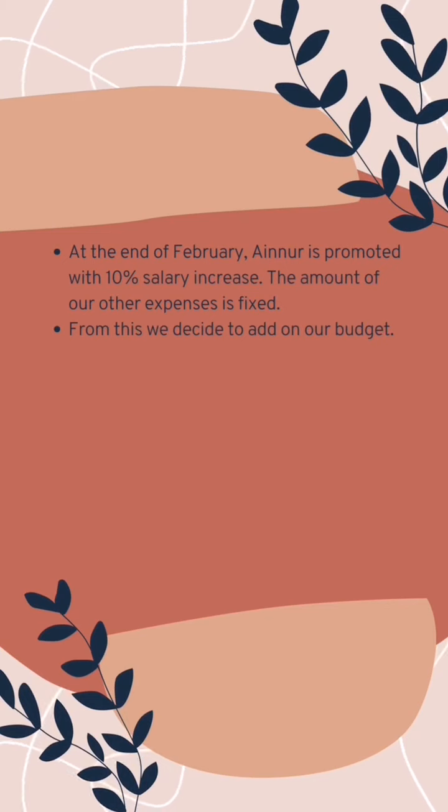The next part is reviewing and revising the process. For this part, we give a situation: at the end of February, Ainnur is promoted with a 10% salary increase. The amount of our expenses is fixed. From this, we decide to add some more money to our budget.